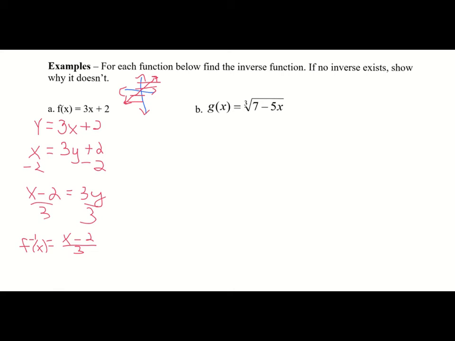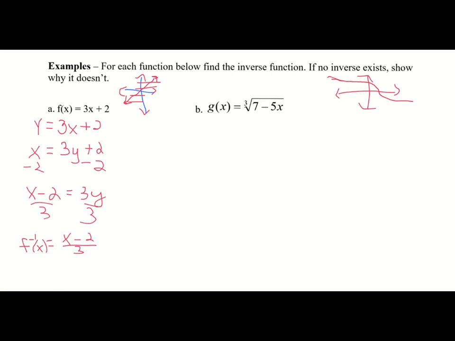Now for b, if you were to graph it on the graphing calculator, and I'm going to try to draw it so it looks pretty good. It's kind of like a line that goes down, and then it goes down a little, and then it curves. Now, it is a little hard to tell, but because it has a constant increase or decrease there, it does pass the horizontal line test and the vertical line test. So it does have an inverse.